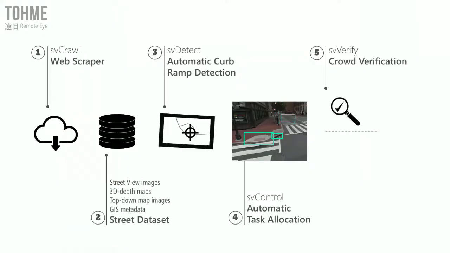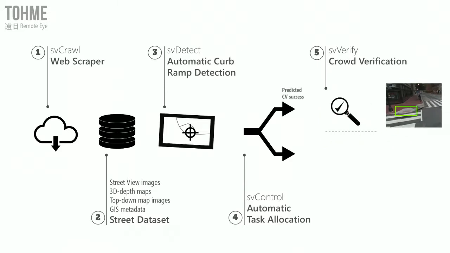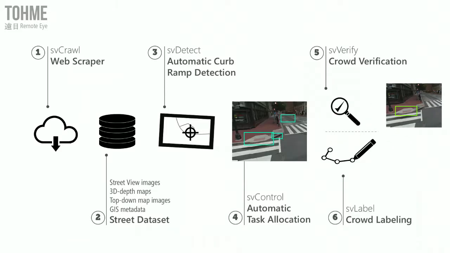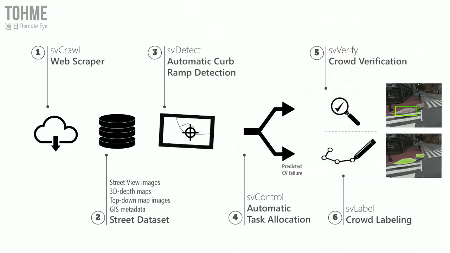So let's take this as an example. Here we have those 2 false positives and 1 true positive and a false negative. Let's say it predicted CV success. It ends up in crowd verification, where the crowd properly gets rid of those 2 false positives, resulting in this final output. If the task controller predicts poor CV performance, it's sent to the crowd labeling step. And here the crowd correctly labels those 2 curb ramps, resulting in this final output.